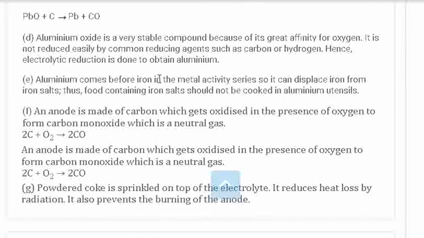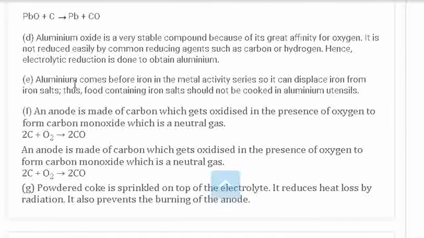Aluminum comes before iron in the metal activity series, so it can displace iron from iron salt. Thus, food containing iron salt should not be cooked in aluminum utensils.